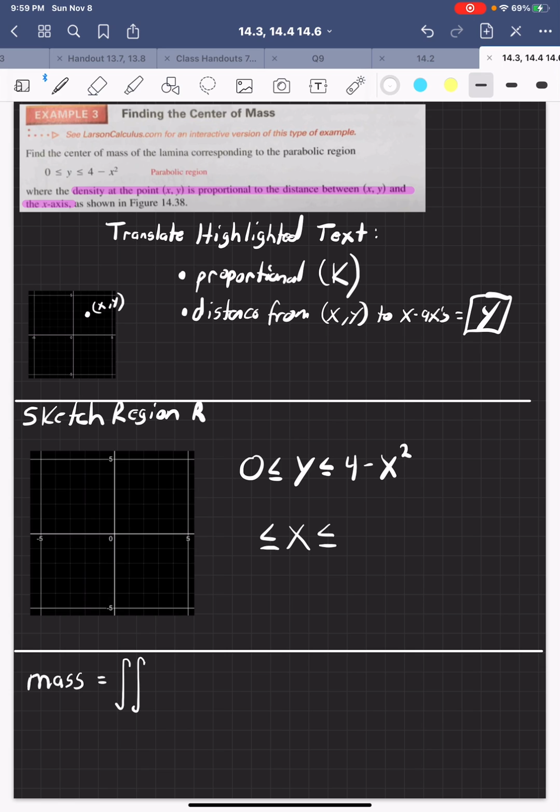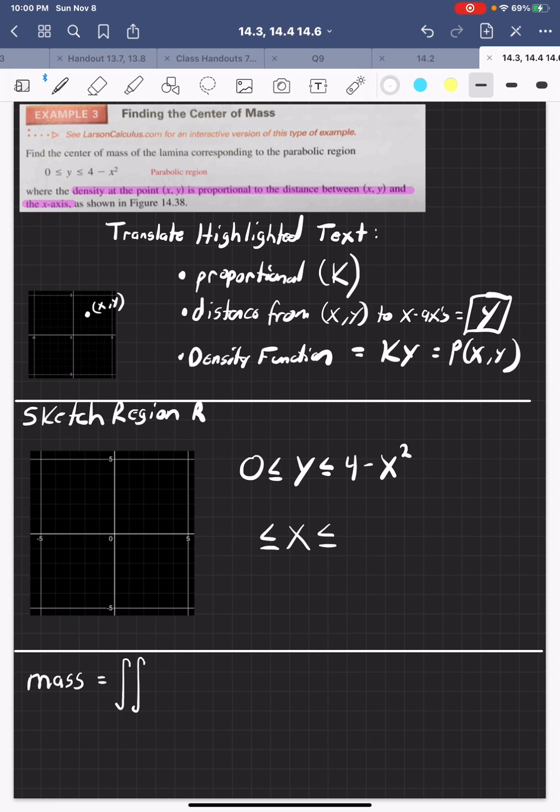All right. And finally, we need to formulate our density function. So in this case, the density function that we're going to be integrating is going to be the proportional distance. So it's just k times y. This is our density function.